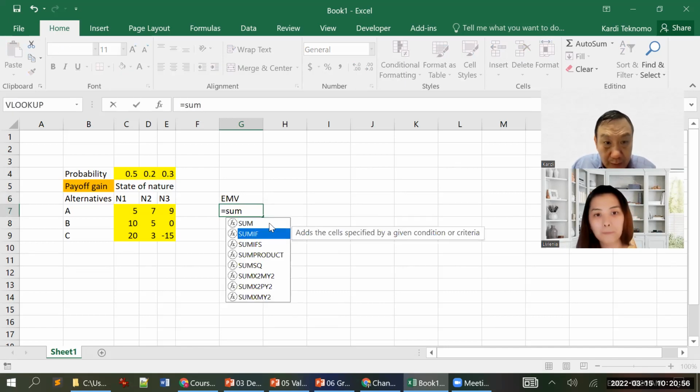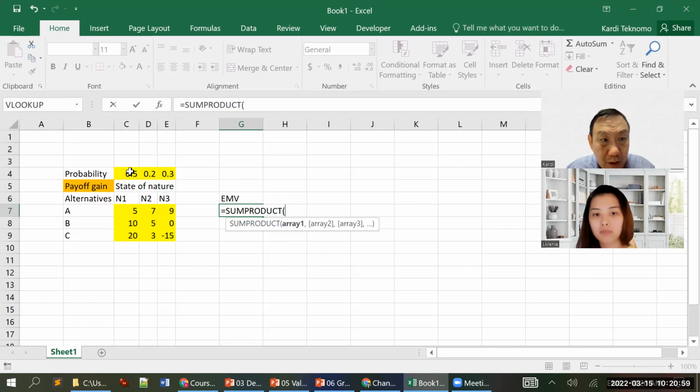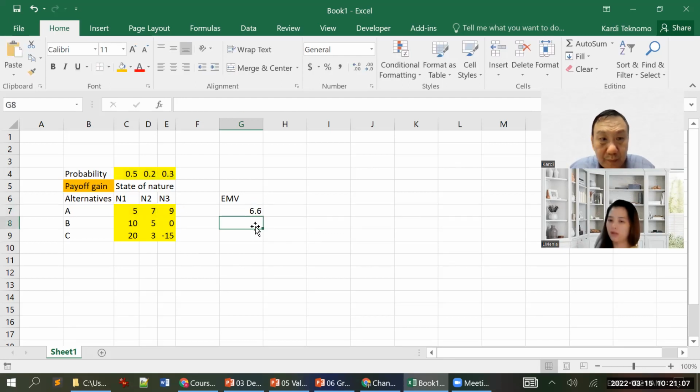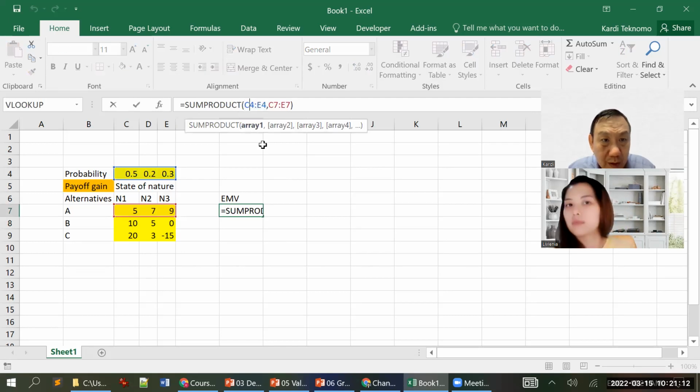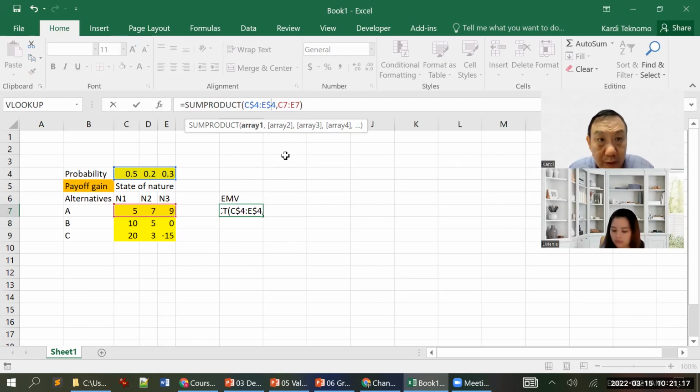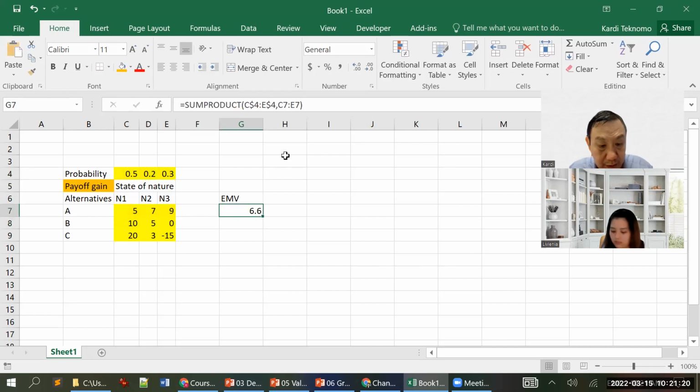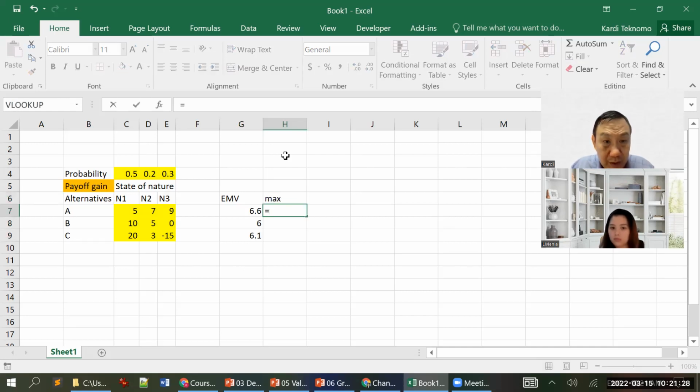It is sum product of the probability and the payoff. The probability does not change. The row will not change, so I will just put 4 with the dollar sign. The rest can change. Copy here, and then we want to get the maximum. So the maximum is max of all of this.